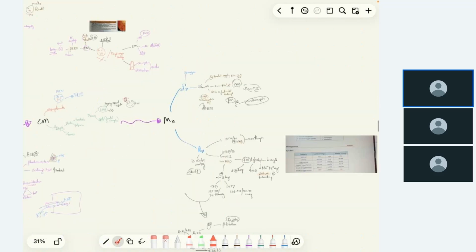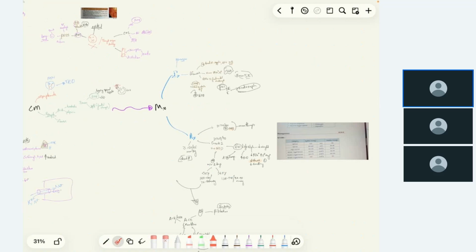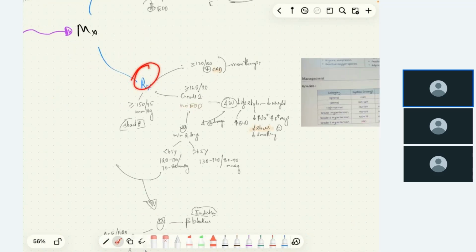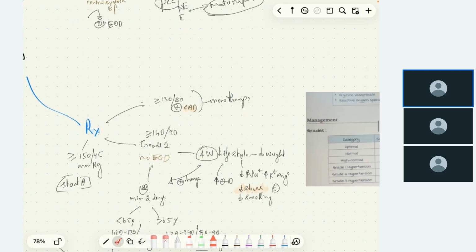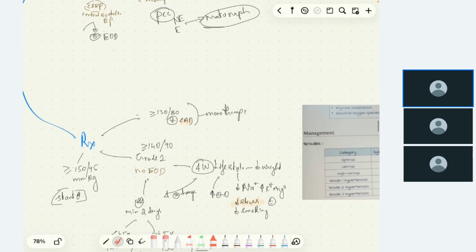Now, how do you treat the patient? You have diagnosed hypertension, so should you just sit? No, you should treat. Why? Because if you don't treat hypertension, the patient may land up in stroke, hypertensive retinopathy, and other complications. So you have to treat hypertension compulsorily. If the patient has a blood pressure value of 130/80 mmHg or more, we usually don't treat these patients. We advise lifestyle modifications.